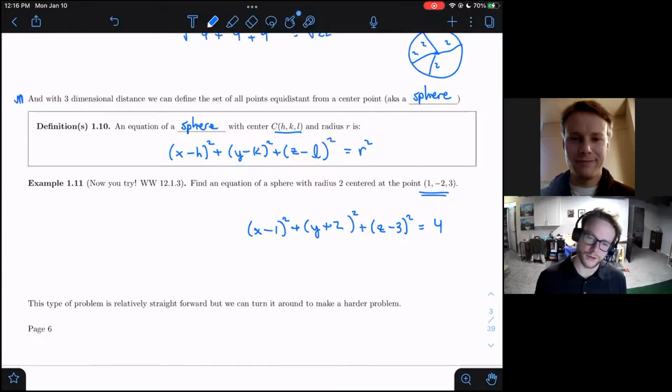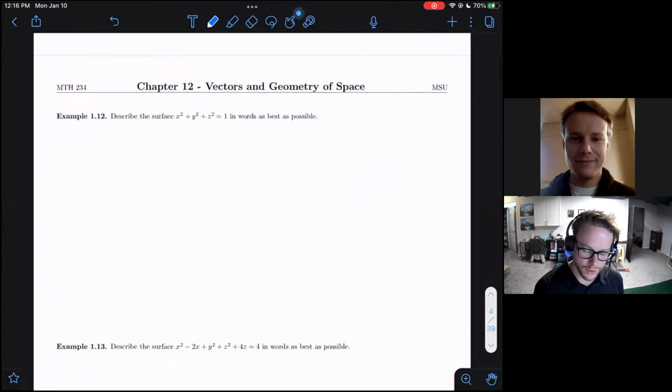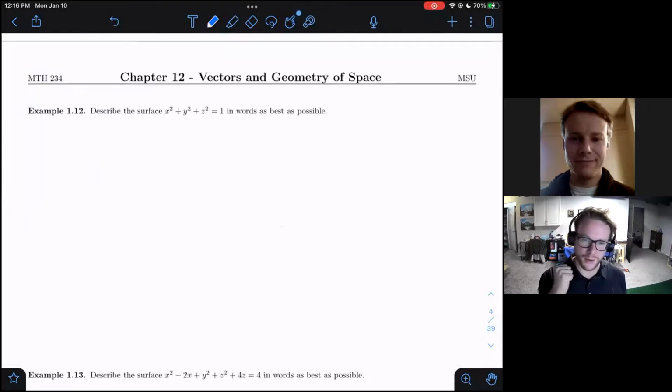So if I tell you a center and I tell you a radius, it's pretty straightforward to come up with an equation. However, going in the other direction is more difficult. And so the last 2 problems that I have here are an easier one and then a full strength one of how to go in this opposite direction.